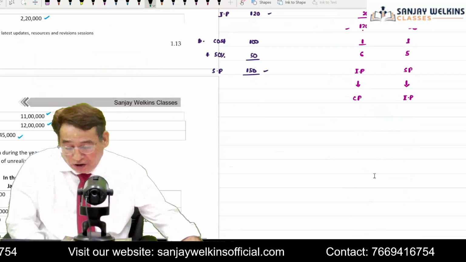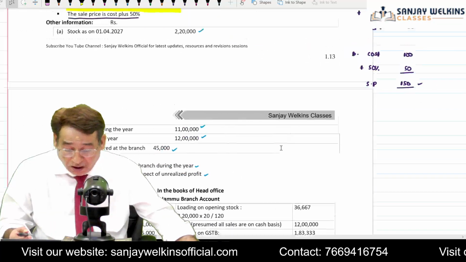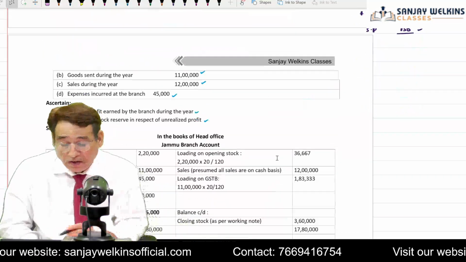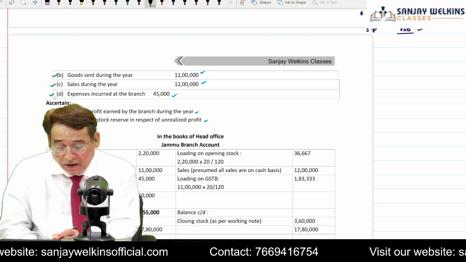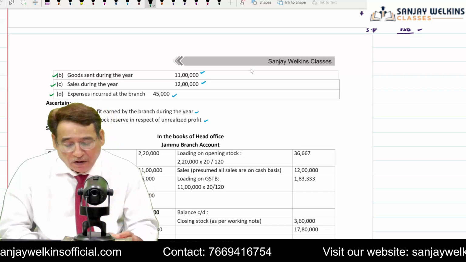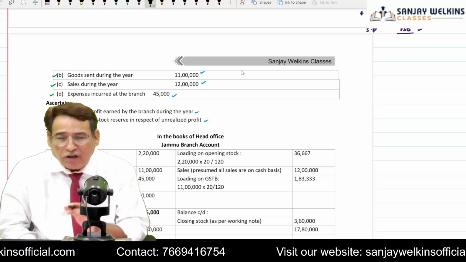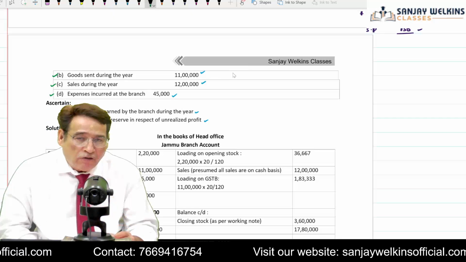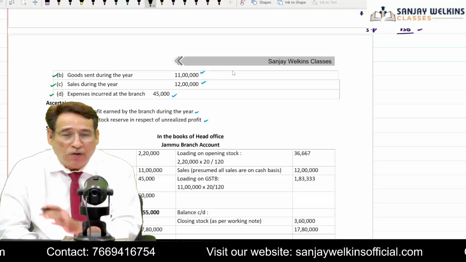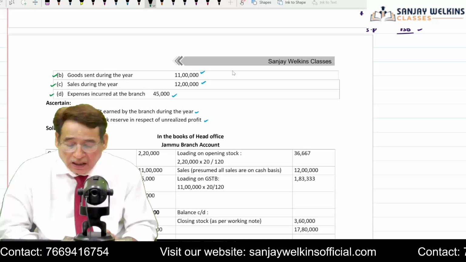So in this particular question, see here, we are given opening stock. As I told you, opening stock is given, goods sent to branch is given, sales is given, and expenses are given. First of all, neither the opening balance of debtors nor the closing balance of debtors is given, nor are credit sales specifically given. So if the question is silent with respect to opening debtors, closing debtors, and credit sales, always presume that this branch is not doing any credit transaction. So you need not prepare a debtors account in this case.